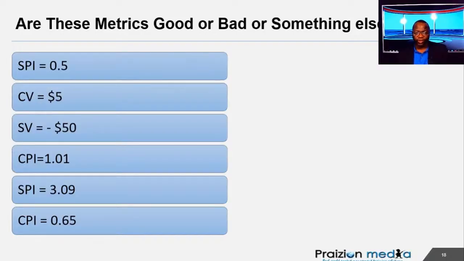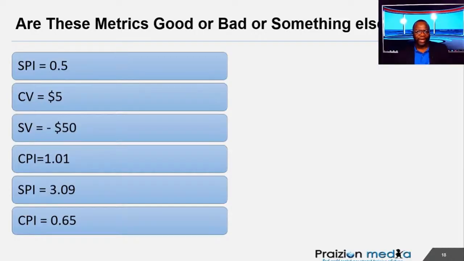CV equals $5. Good, bad, or something else? Okay, so I expect that as you look at these, you can answer them at this point conveniently. This is like the course 202. Let's call it 202. You look at a number, you know what it means.